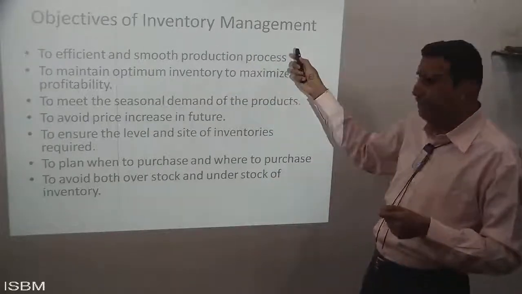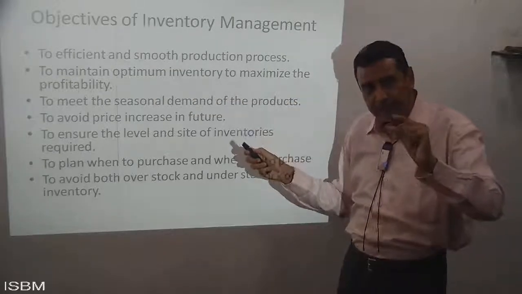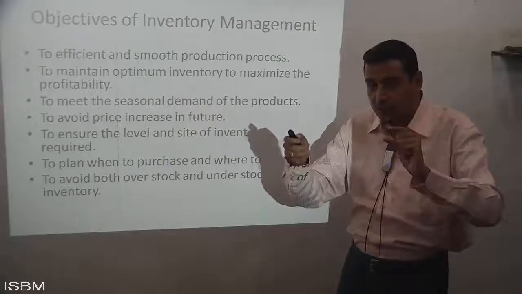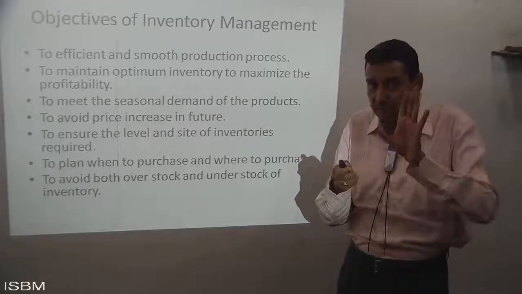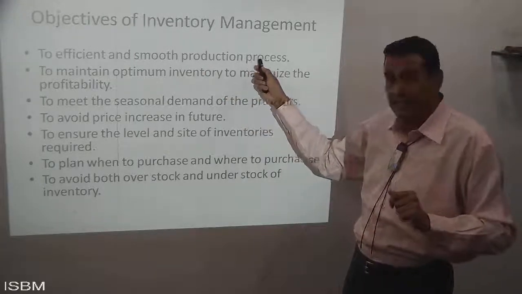The objective of inventory management is an efficient and smooth production process. You have to keep the inventory at such a level that your production process should not be interrupted. You should not stop because of want of inventory. So you have to keep a sufficient balance of inventory so that the production process cannot be interrupted.